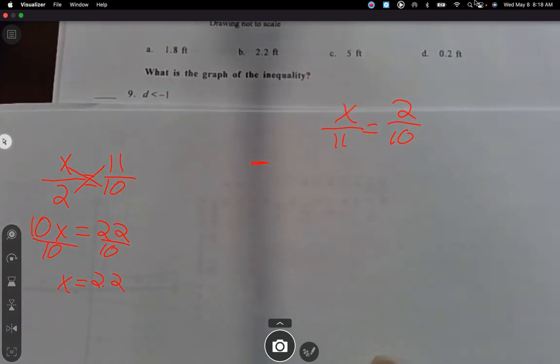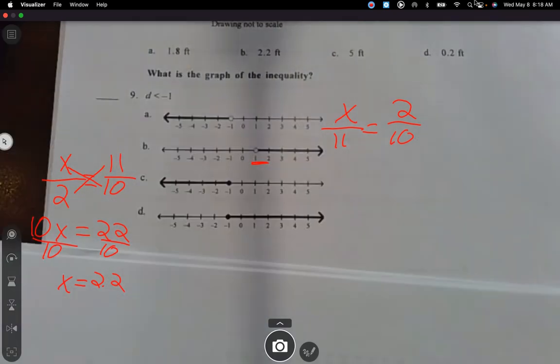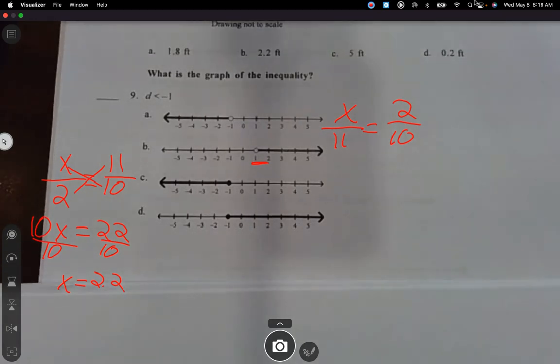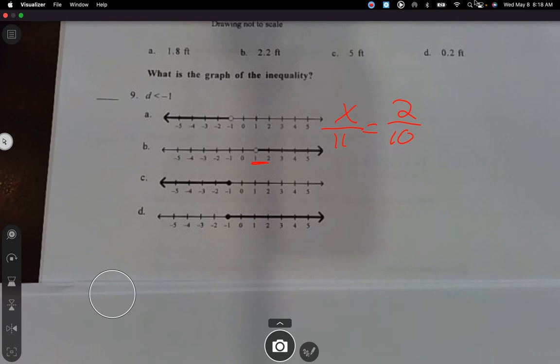Okay, number 9, this one, all it wants here, I'll just put the answers up here on this one. All it wants is the graph. Does anybody need to still copy what I had? Okay, y'all do not be scared to speak up if y'all need me to stop for a second. It says D is less than -1. All I want is the graph that matches that.